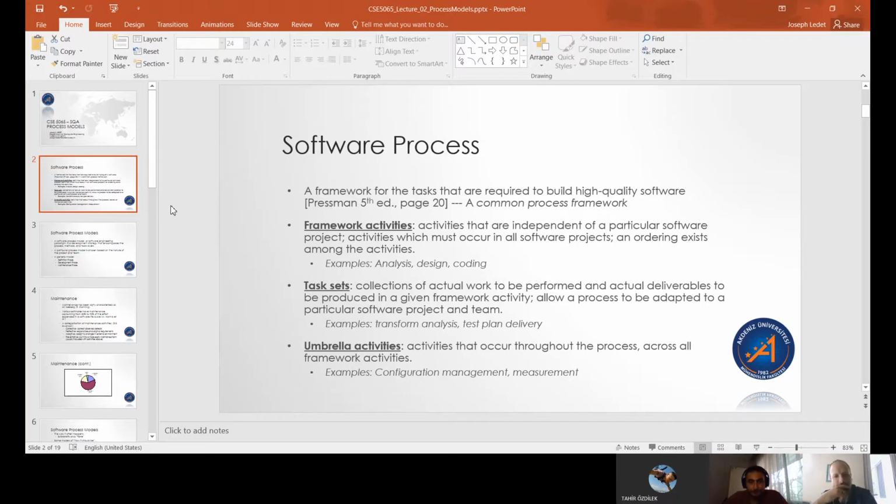Okay, so some activities that might exist as part of a software process are the analysis, the design, and of course the coding. So before we even start writing some code, we might want to analyze, okay, what are the requirements? What is it that the customer wants us to do? How do we design that? How do we make a plan?